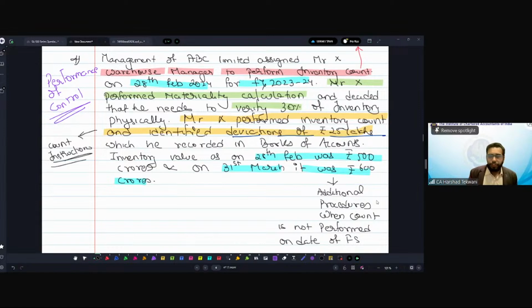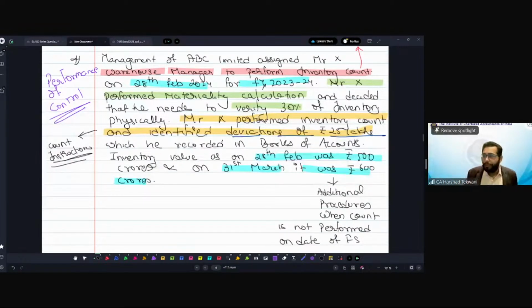Now, what are count instructions? Basically, they tell you what things you need to do when performing the count. For example, stop the inward and outward movement so that you can perform an accurate count. If you are performing the count on 28th Feb 2024, obtain an inventory listing of the same day, not a week prior. Third, the instructions tell you how to perform the count, like sheet to floor: if there is inventory on the sheet, check it on the floor; if there is inventory on the floor, check it on the sheet.